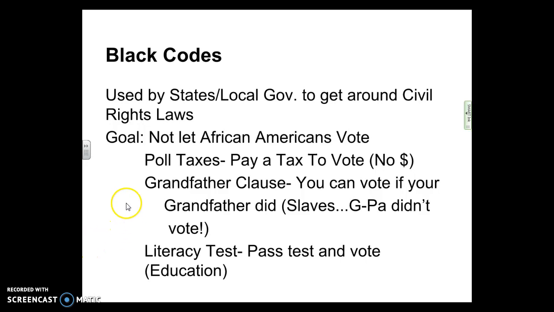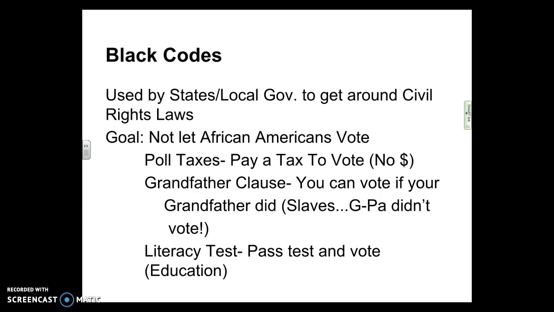You have the grandfather clause, kind of a unique way of doing this, saying that you can only vote if your grandfather voted. Well, if you're a slave, here's the problem. Your grandfather was a slave. Slaves didn't vote. And hence the grandfather clause keeps that black vote away. And it'll keep it forever because then the next grandfather down the line all have the right to vote.